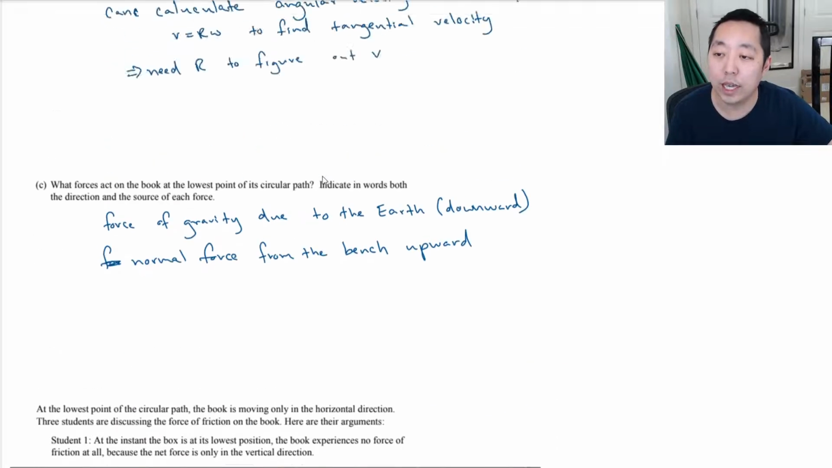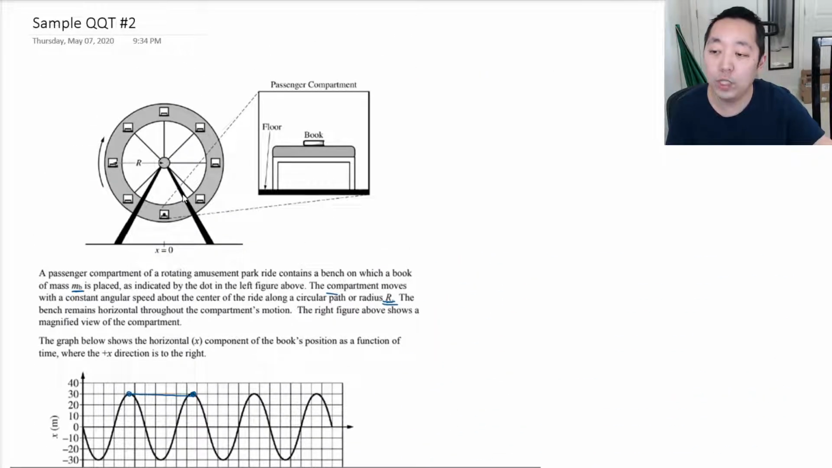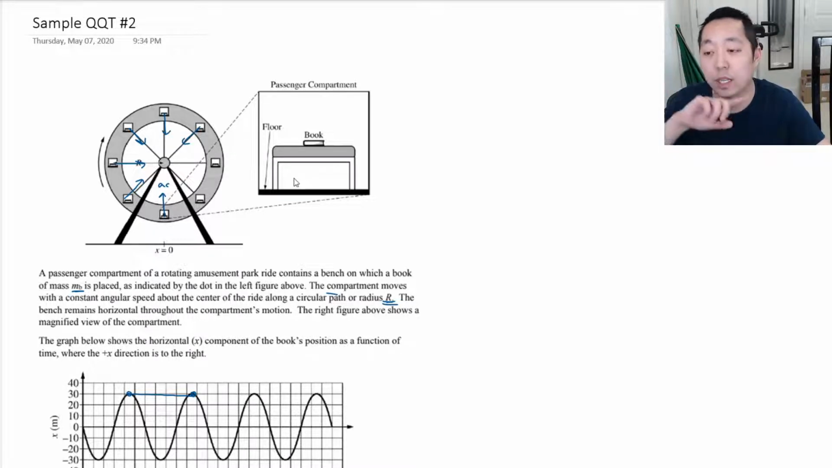So if I were to look at this object, I would ask which direction its acceleration is. Well, it's moving in a circular motion, so it feels centripetal acceleration. The net acceleration is upward towards the center of the circle because it's moving in a circular path at constant speed. That's uniform circular motion. So the net force has to be upward.